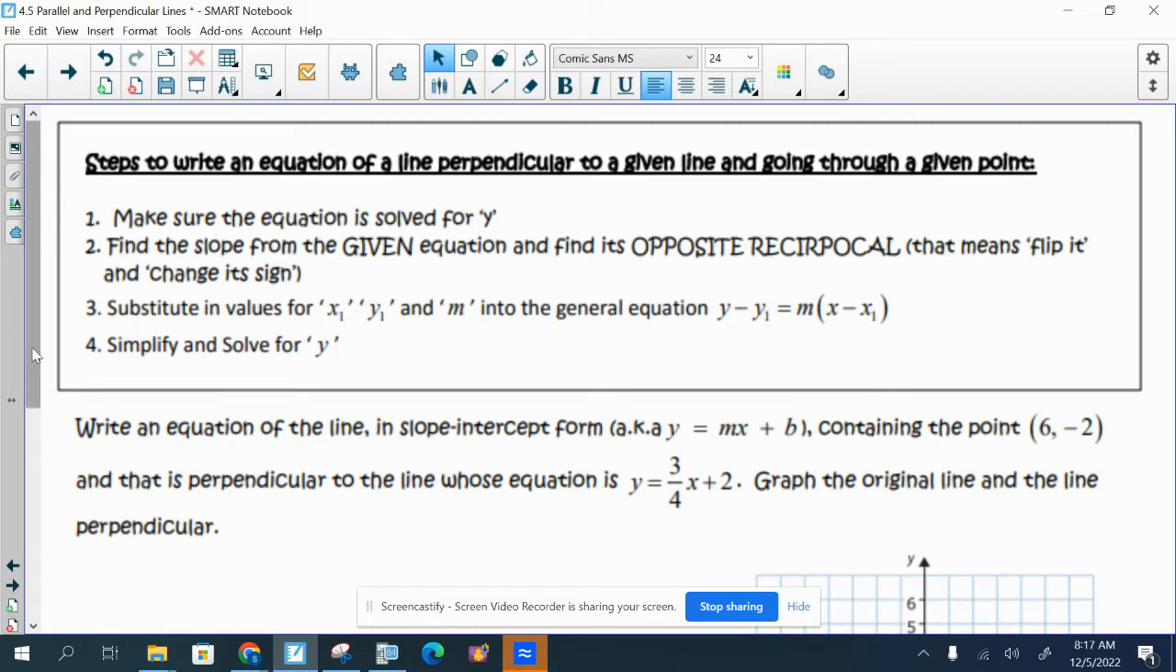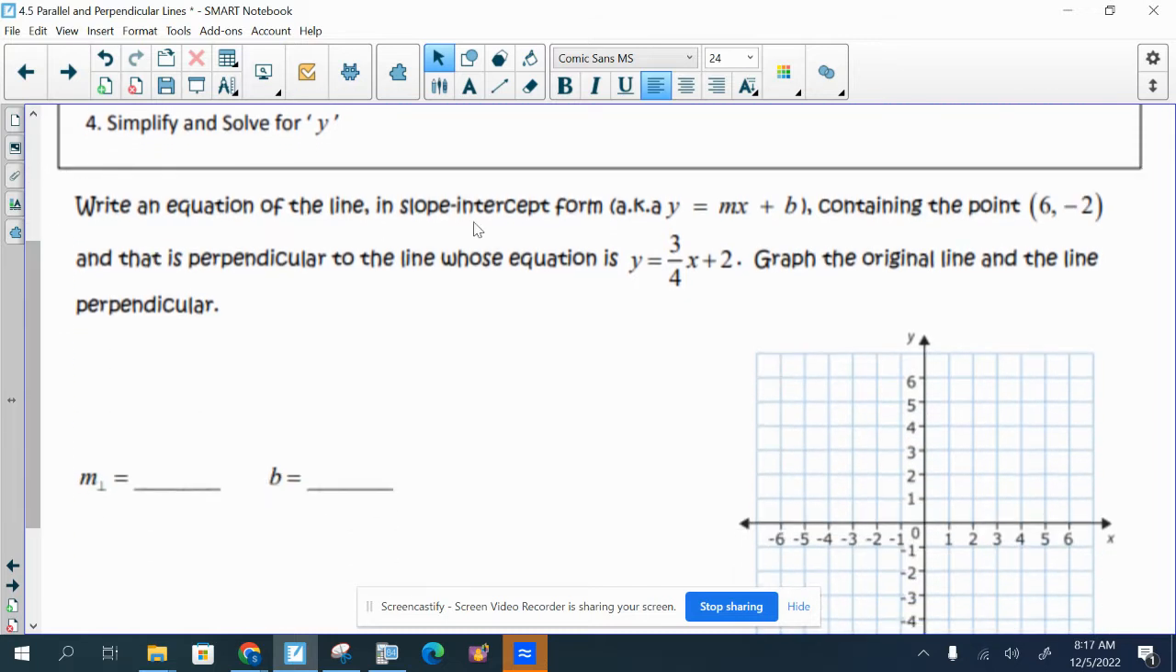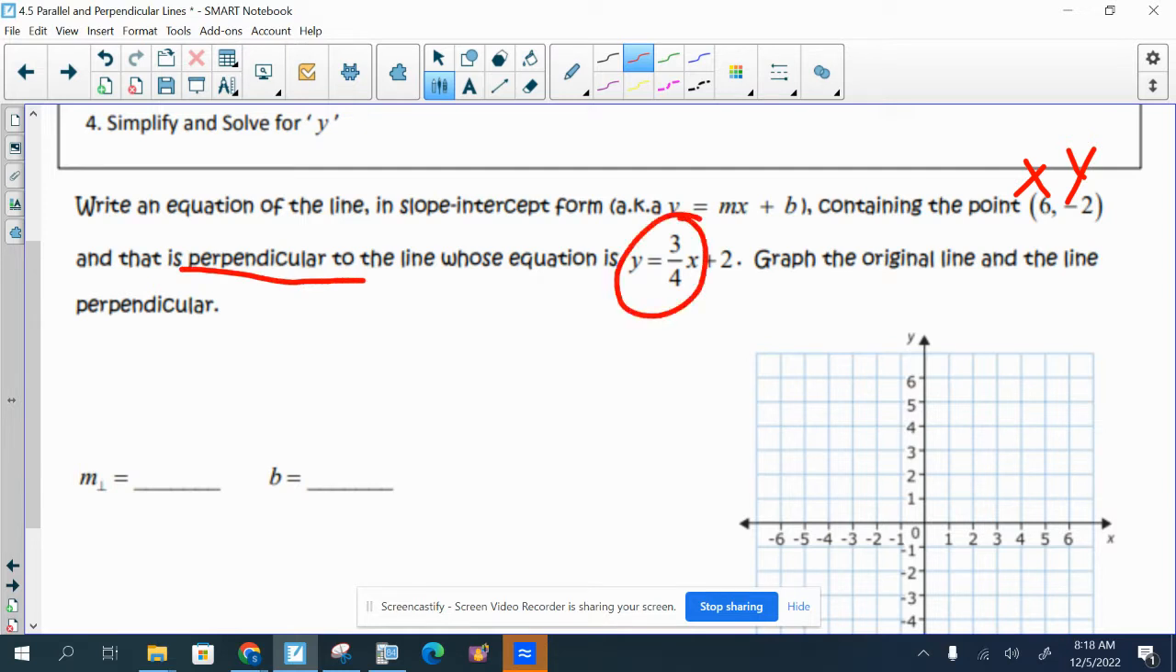So first we want to make sure our equation that we're given is solved for y. In this case it is. It's y equals 3/4 x plus 2. It says write an equation of the line containing the point 6, -2. So remember, this is the xy that we're going to use that will be part of the perpendicular line that we're going to use to solve the equation. And it says perpendicular. So we're going to take this slope and take the opposite reciprocal, so -4/3.